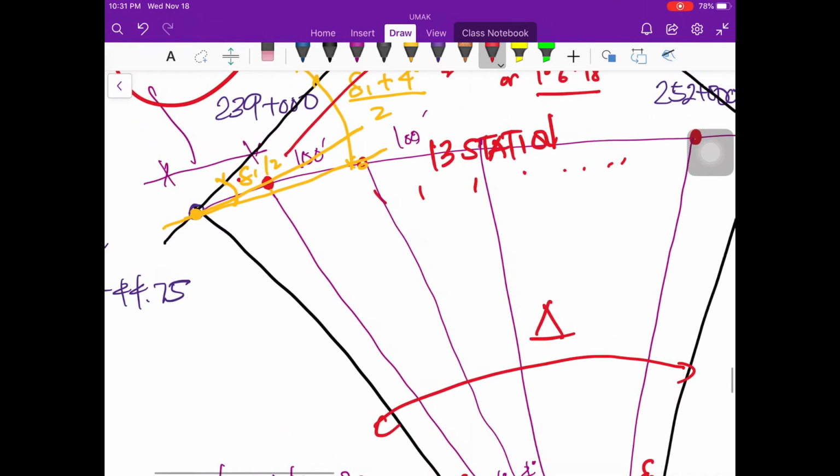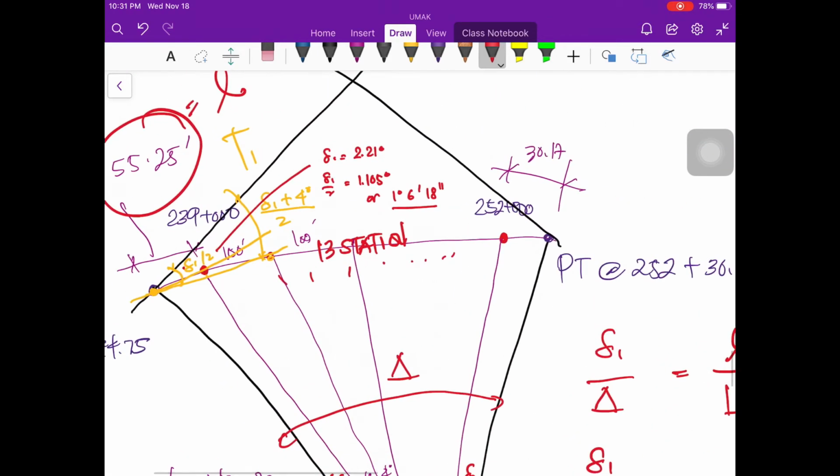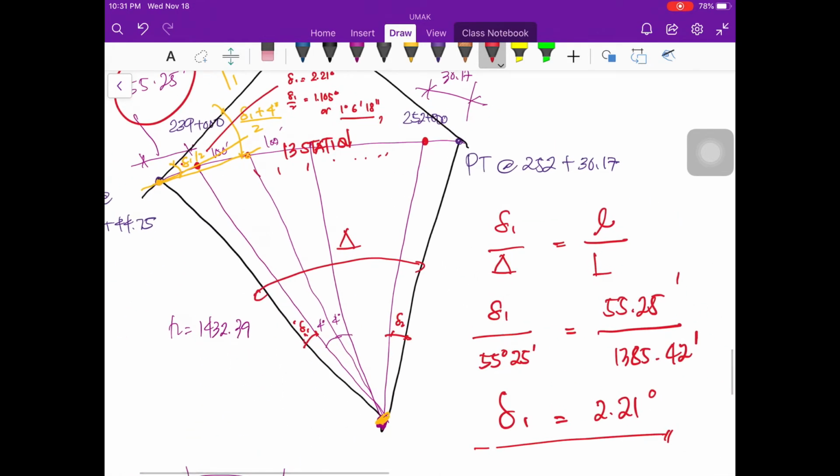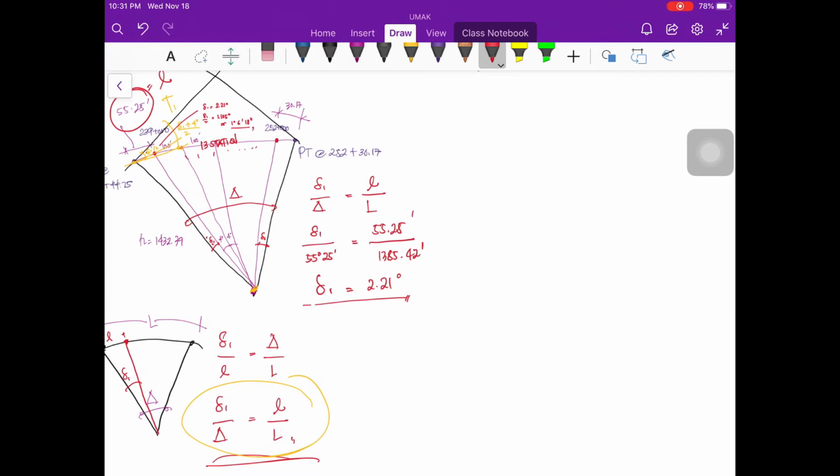This one is half of this deflection angle. If this is gamma 1, 2.21, the half of the deflection angle will be gamma 1 over 2, which is 1.105, or 1 degree 6 minutes and 18 seconds. With that relationship, it will be easy for us to determine the stations, the deflection angles between the tangent and the chords that you are making, and the chord length. Let's check it.